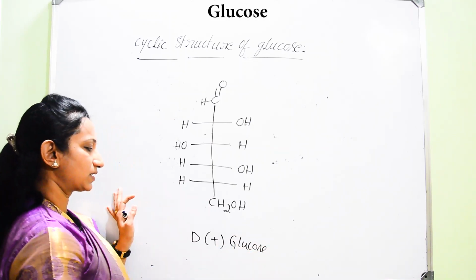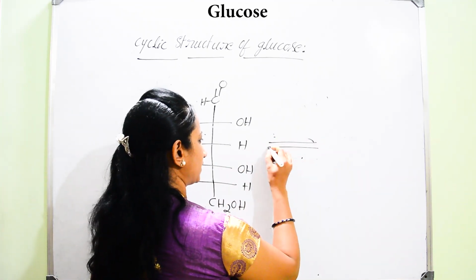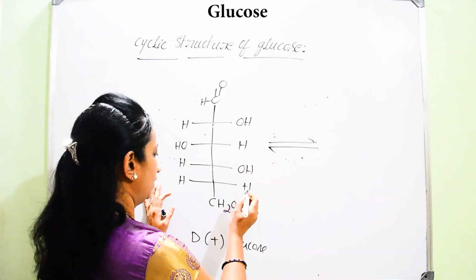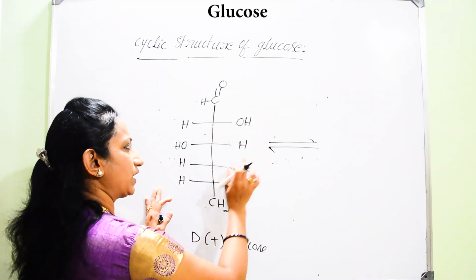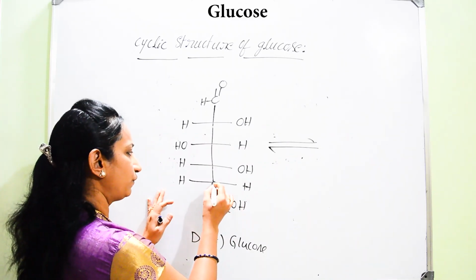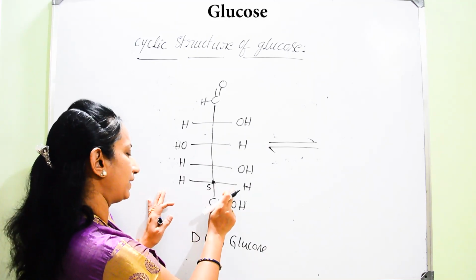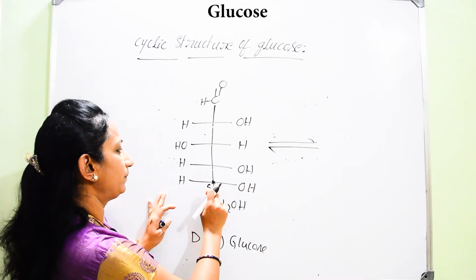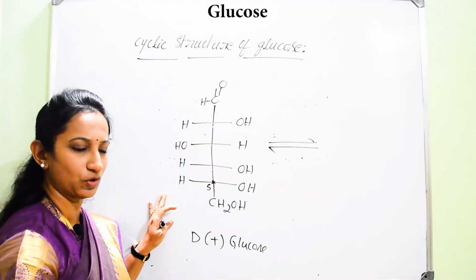Actually in nature this D plus glucose will convert into a cyclic ring structure, in both alpha form and beta form. Now how is the cyclic ring formed, the conversion of the open chain into a cyclic ring? It is mainly due to the interaction of the fifth carbon atom, not the sixth, the fifth carbon atom. Here we write OH. It is not H, it should be OH. The fifth carbon atom is linked to an OH group, which interacts with the terminal CHO group.